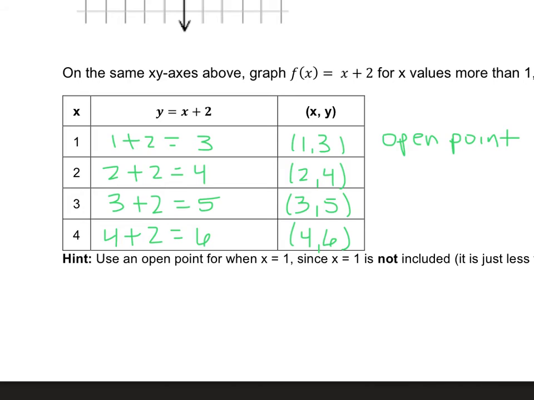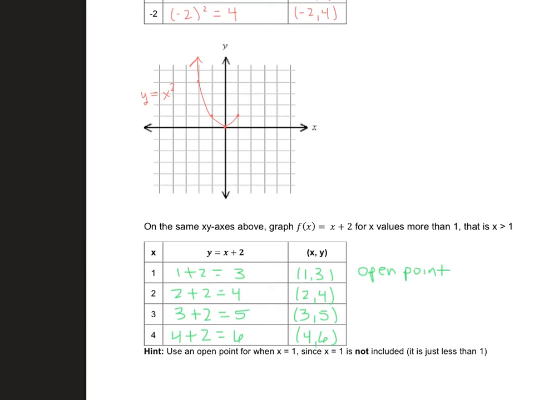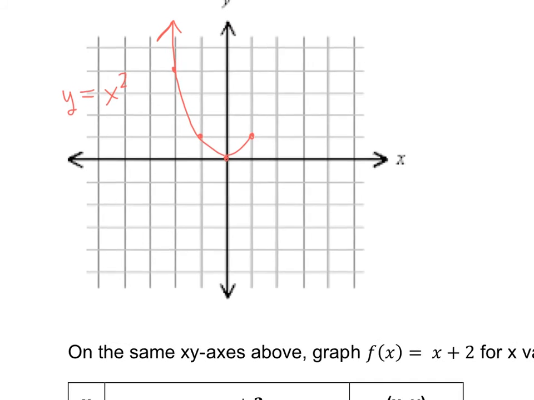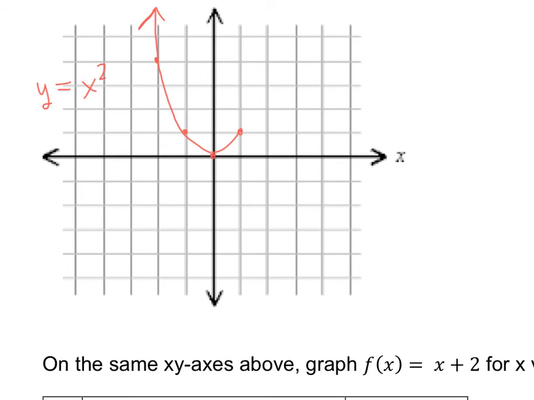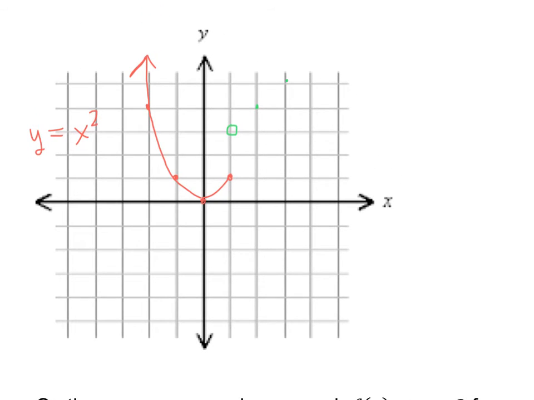There we go. Okay, so let's plot those on our XY axes. And so we want an open point at (1, 3), and then closed points at (2, 4), (3, 5), and (4, 6), which would be about up here. And then we can connect those. Connect it up with that open point, and that is the piece of the graph that's defined by this function x plus 2.